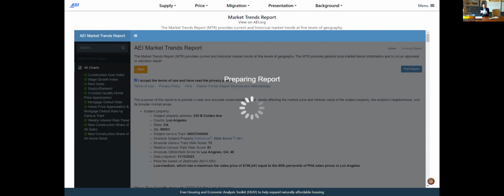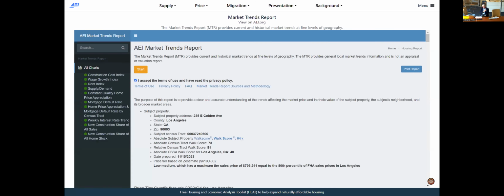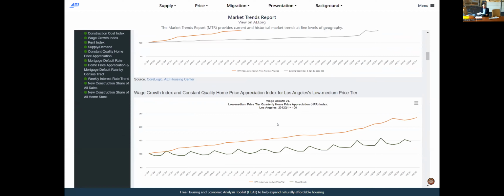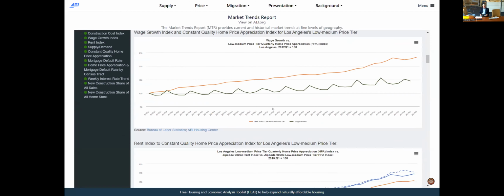But what I'm going to show are two things from this multi-page report. It's about 20 pages. But the two things are the new construction as a share of all housing stock down to the census tract level, and so you can see how it varies across a metropolitan area such as Los Angeles. And then we're also going to look at new construction across years with the same tool.